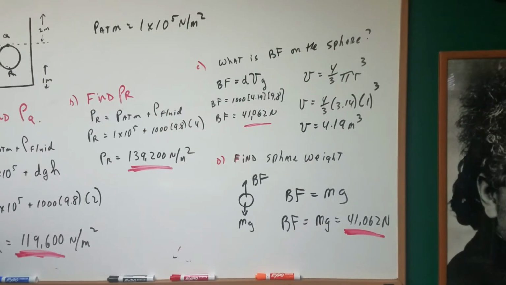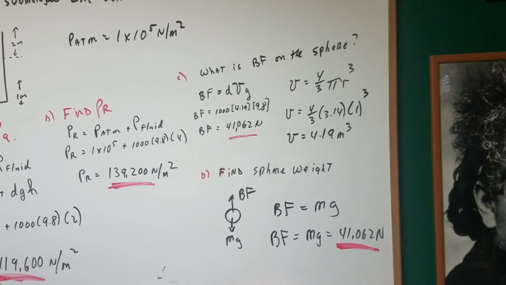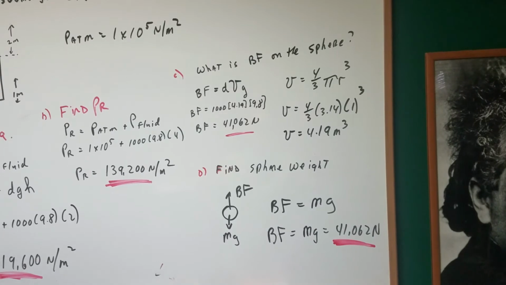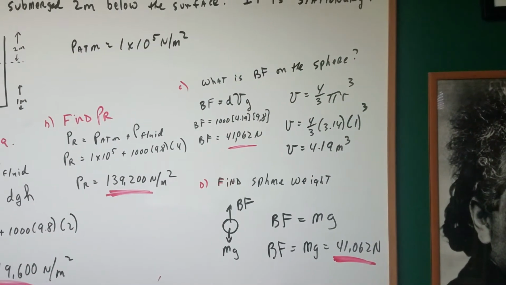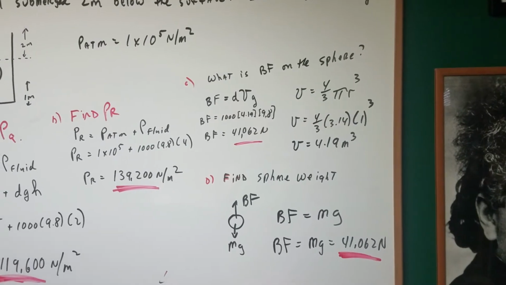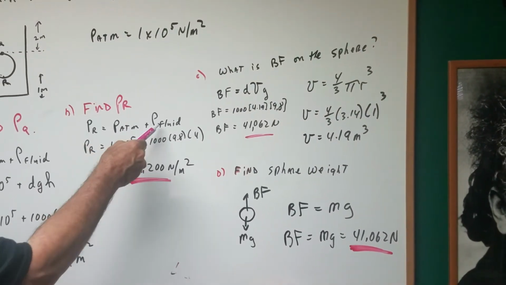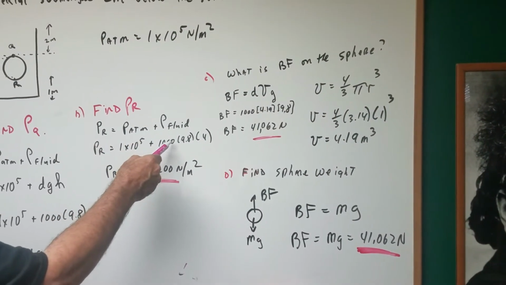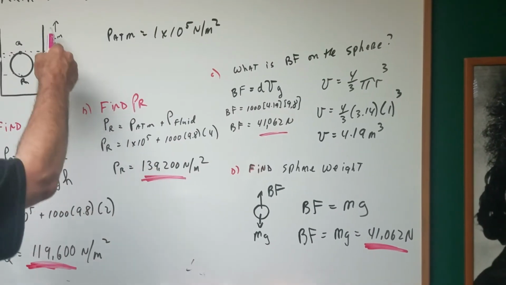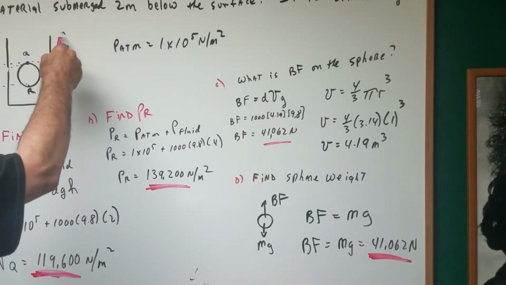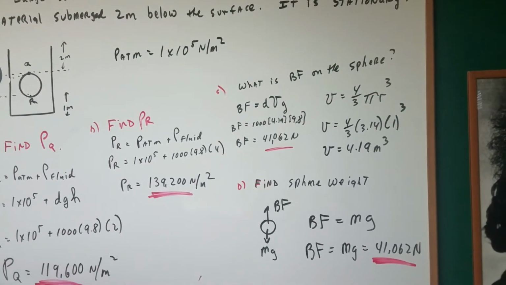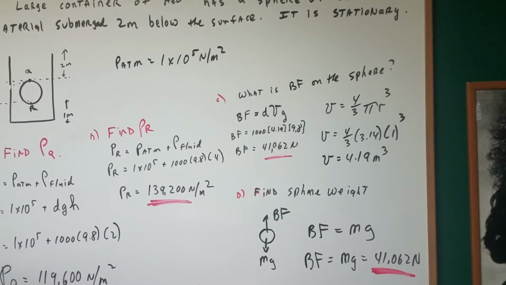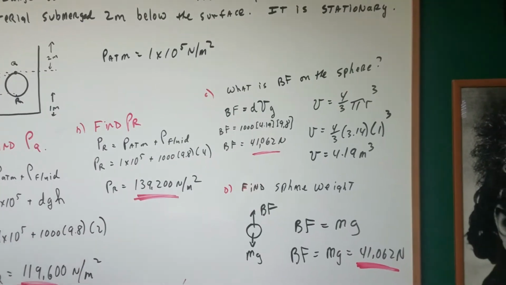How about finding the pressure at R? Well, it's a little deeper now, so we know it's going to be greater pressure. Pressure at R is the pressure of the atmosphere plus the pressure of the fluid, same game. We know the pressure of the atmosphere, pressure of the fluid is dGH. The H this time, as you can see, we're 2 here and 2 here, that gives me 4, and we get 139,200 newtons per meter squared.